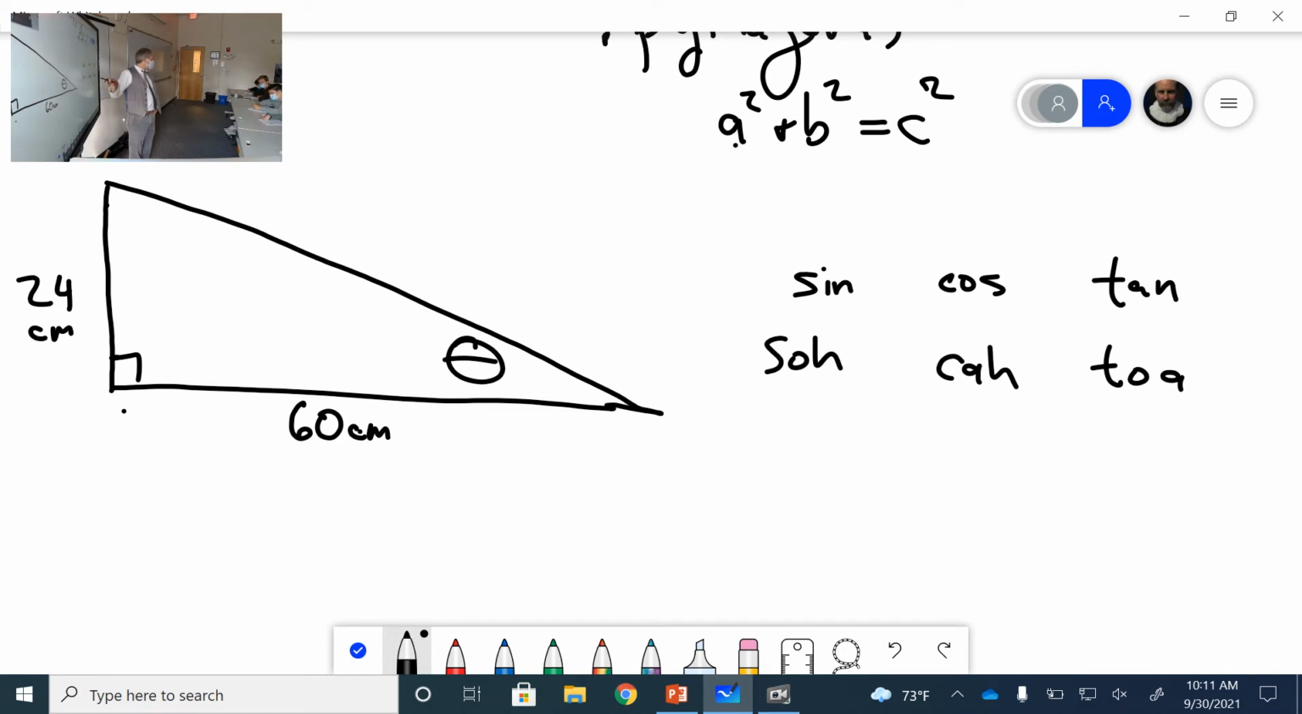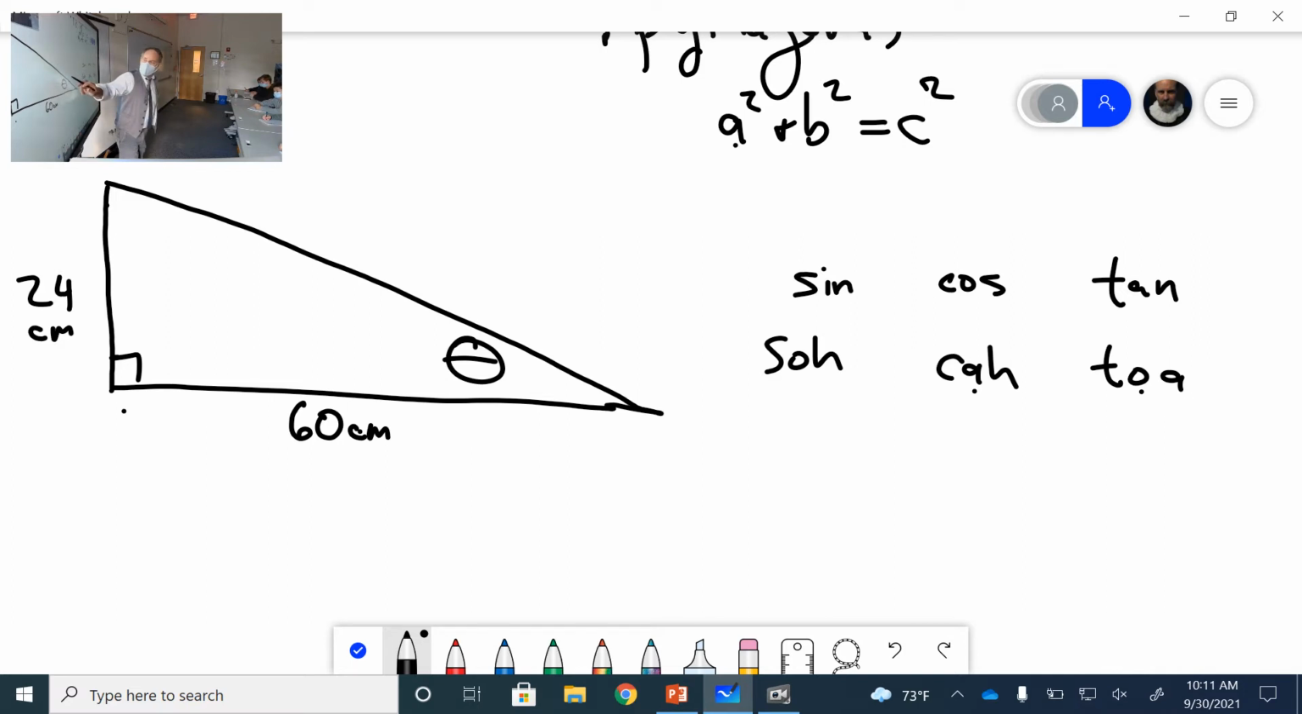And what are these other letters? Sine is opposite over hypotenuse. Cosine is adjacent over hypotenuse. Tangent is opposite over adjacent. So, which function should we use here to find theta?